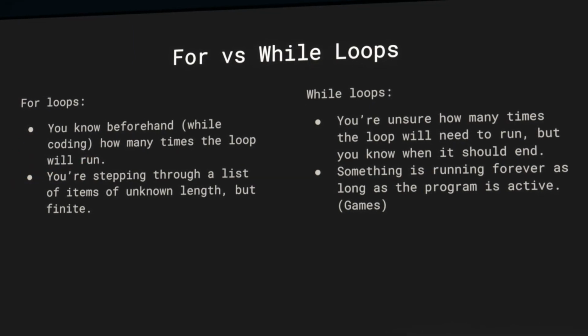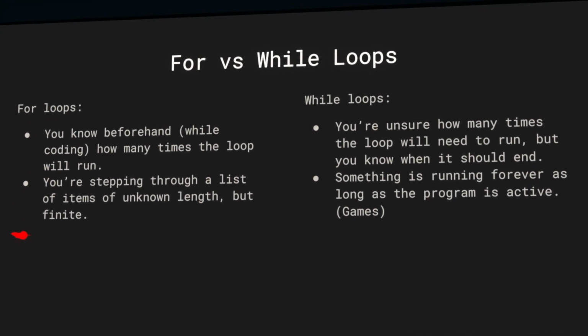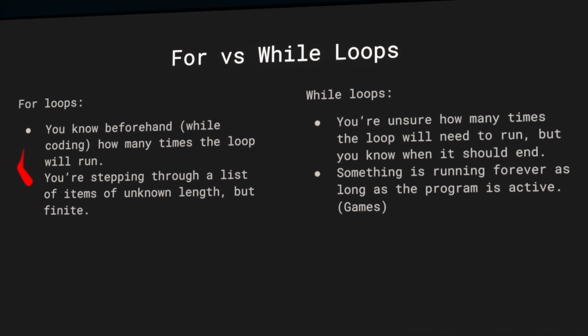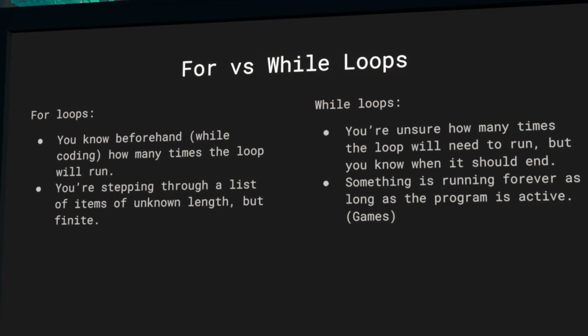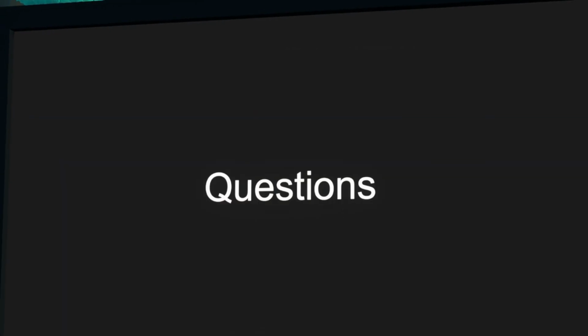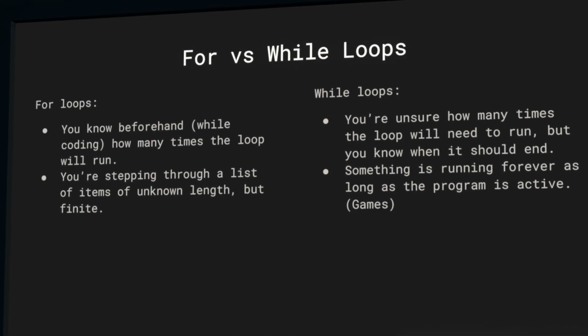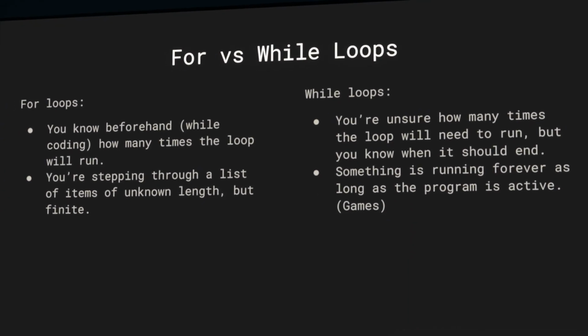All right. So for loops, you can use if you know how much data you're going to be processing while you're coding it. Otherwise, you're going to use a while loop if you don't know the exact number of iterations. That's just a general rule of thumb. For example, a while loop is going to commonly be used in a game, while a for loop might be used to iterate over a bit of data from a user.